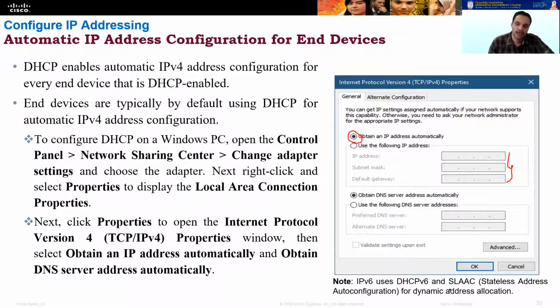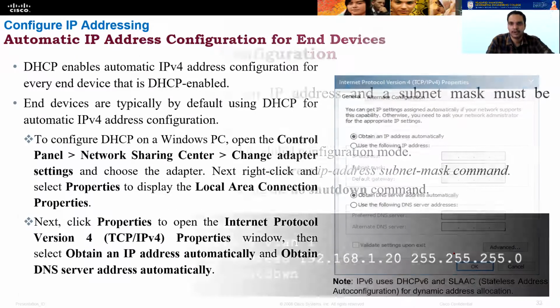For IPv6, they do have another protocol called SLAAC, Stateless Address Auto Configuration, which we'll discuss once again in that particular module on IPv6. This protocol allows us to assign the address even without DHCP. So no manual configuration is absolutely required.